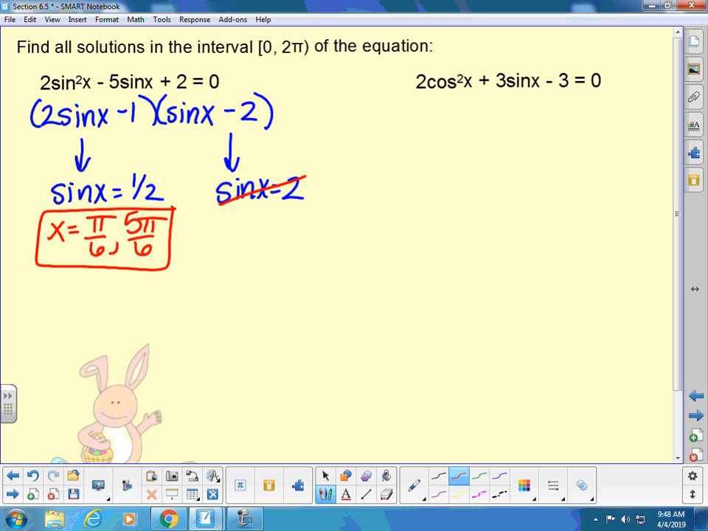All right, first one, just pi over 6 and 5 pi over 6. Good? Okay, yes, I can equal 2 there, bigger. All right, this guy, cosine squared. I'm going to replace it.